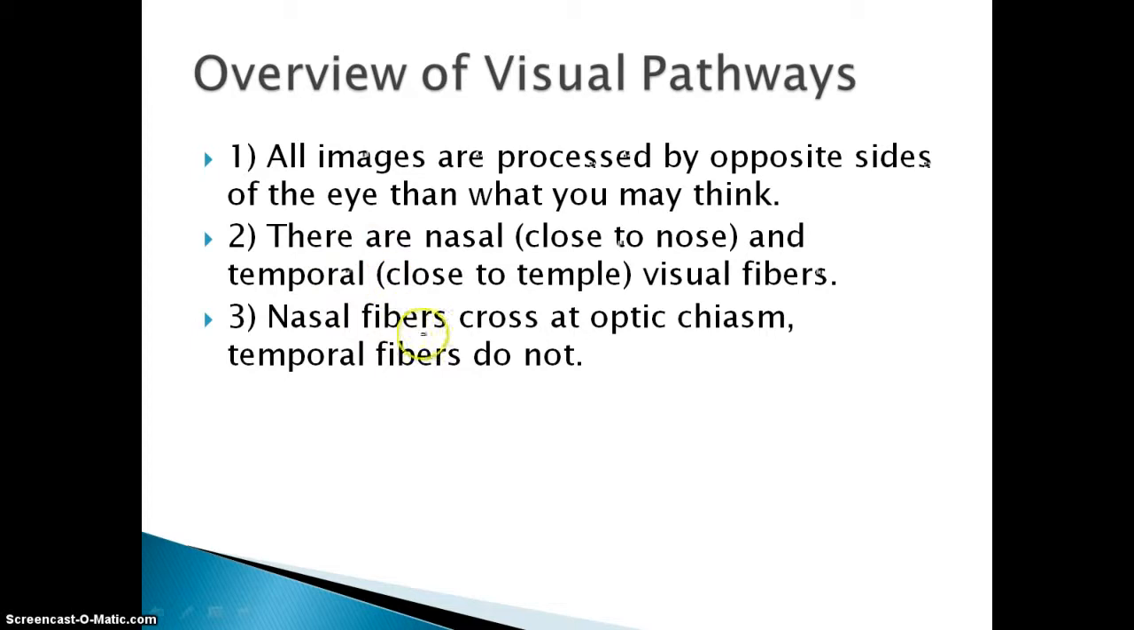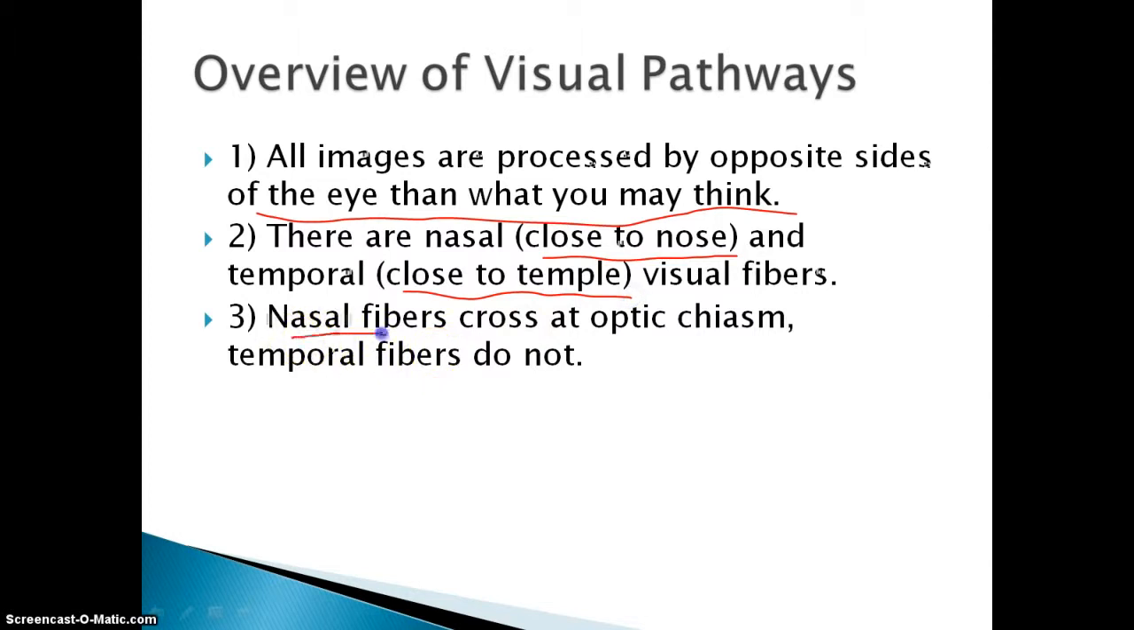So let's go ahead and review that complicated mumbo-jumbo. All images are processed by opposite sides of the eye than what you may think. That happens because the lens of the eye inverts the image that you look at. There are nasal fibers, close to the nose, and there are temporal fibers, which are close to the temple.